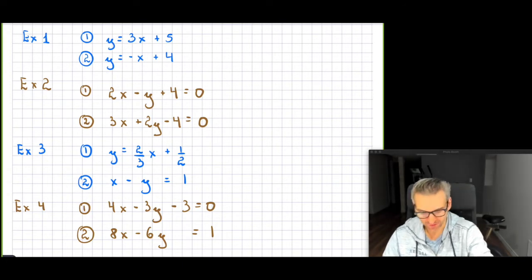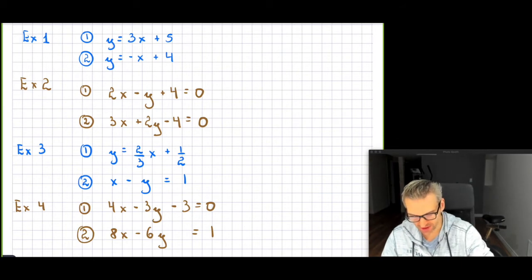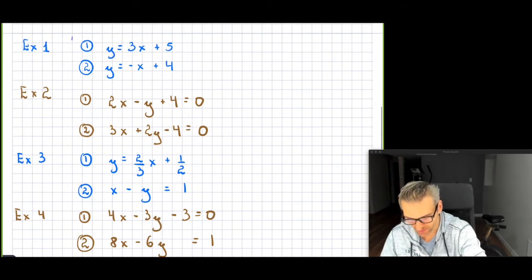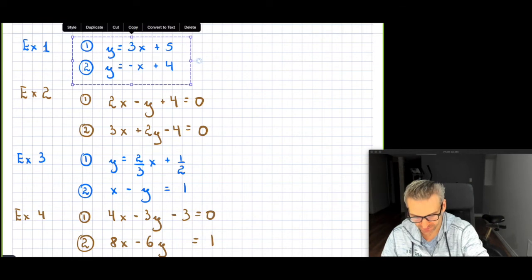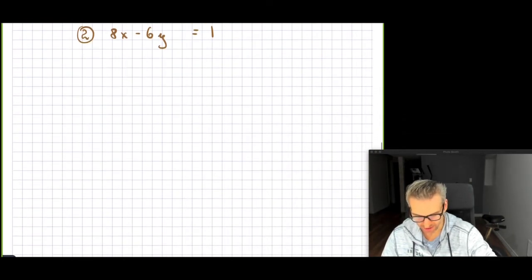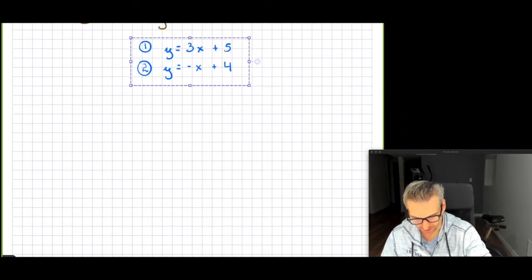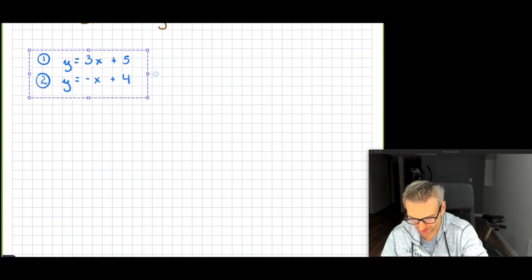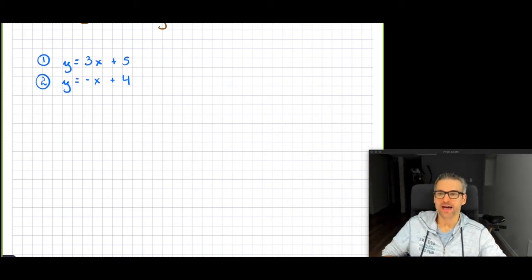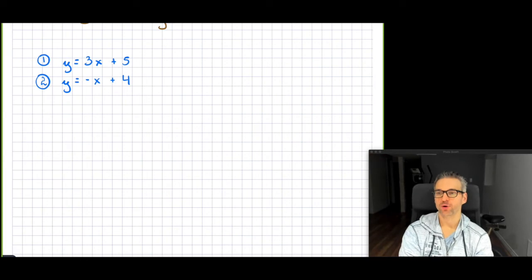So let's take the first one. I'm going to take this first example. I have two lines. Okay, so this is it. Let me copy this down, and I'm going to start bringing them down, and we're going to work through them together. Now, if you're looking at this, both of these lines are in slope-intercept form.